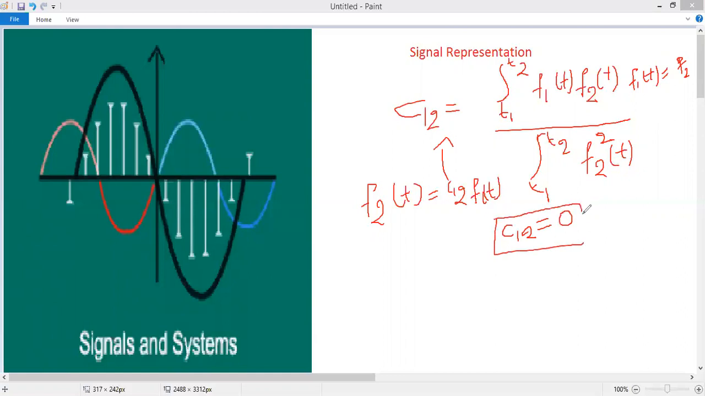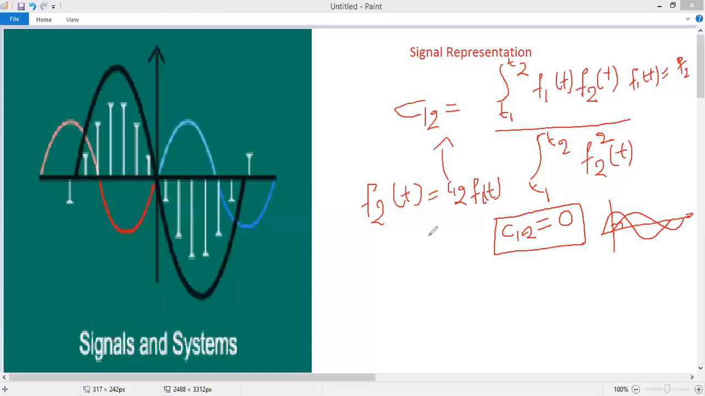Suppose we have sine and cosine signals. Both are orthogonal to each other, that means they are perpendicular to each other. A sinusoidal signal can start like this, and a cos wave will start like this. So I'm saying that these two signals are perpendicular to each other.